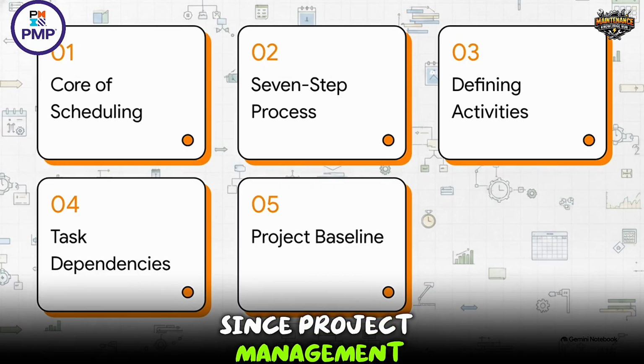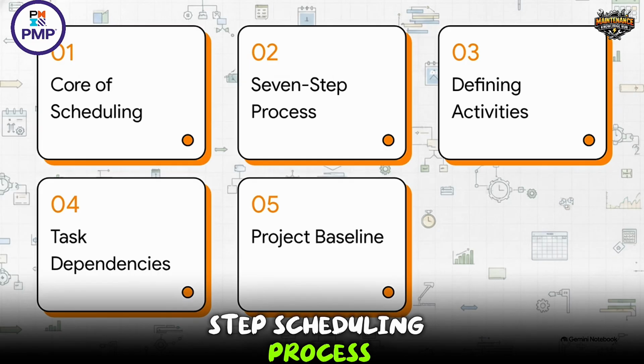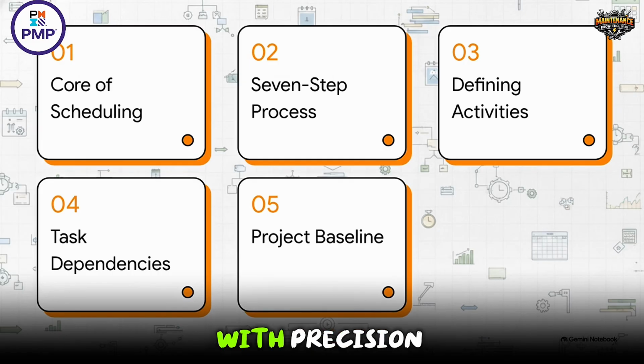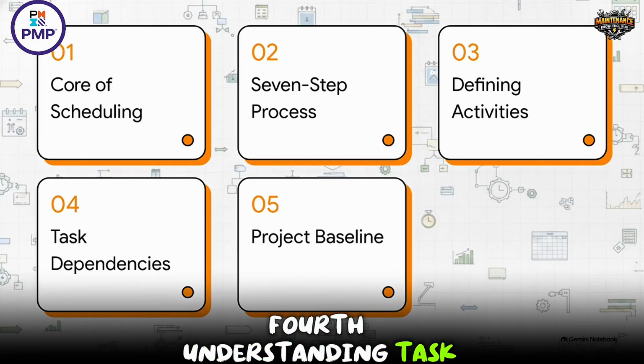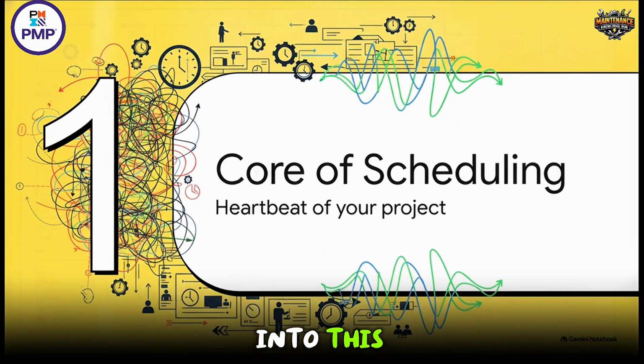Since project management is all about structure, here is our sequence of what we'll cover today before we begin the actual work. First, the core of project scheduling. Second, the 7-step scheduling process. Third, defining activities with precision. Fourth, understanding task dependencies. And finally, number 5, the baseline, your project anchor. Okay, let's dive into this.